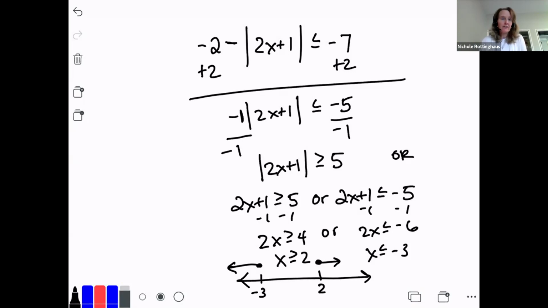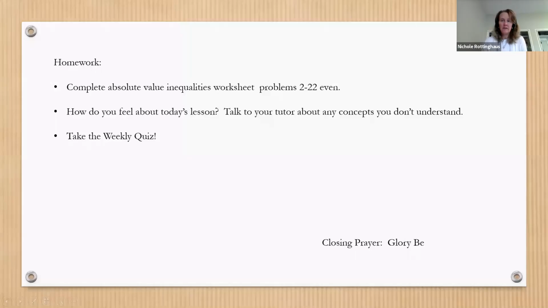Let me get over to your assignment. Okay, so your assignment tonight is an absolute value inequalities worksheet. There are 11 problems, 2 through 22 even. Do the evens, 11 problems. Think about how you feel about today's lesson. I hope that today feels you have more confidence today than you did yesterday with the absolute value inequalities. Talk with your tutor this afternoon about any problems that you are having.